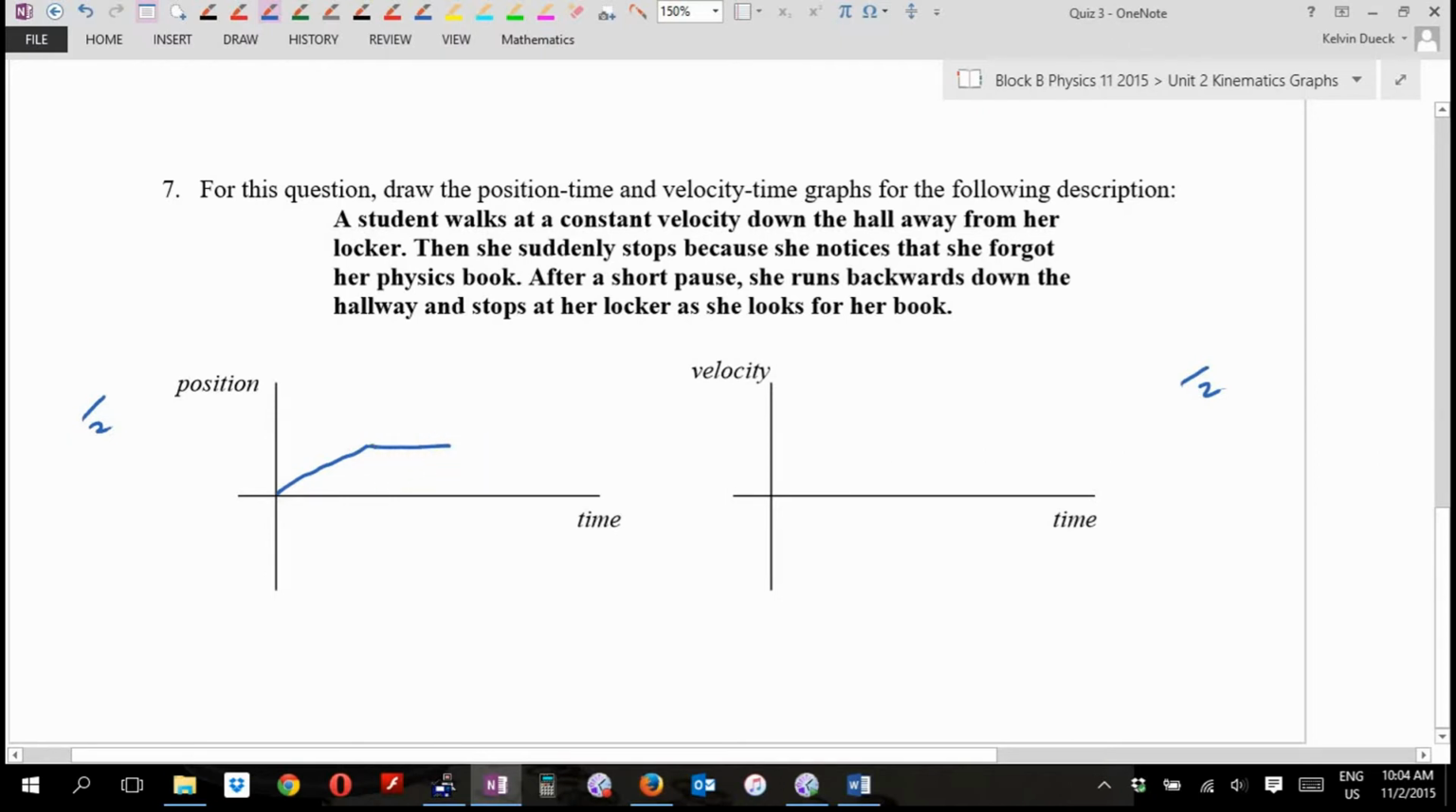This should be a horizontal line of I don't know how long. She runs backwards. Now, I'm going to be fussy. Backwards is going to be downhill. The fact that she's running, you'll look at your line. Your second line should be steeper than your first line.